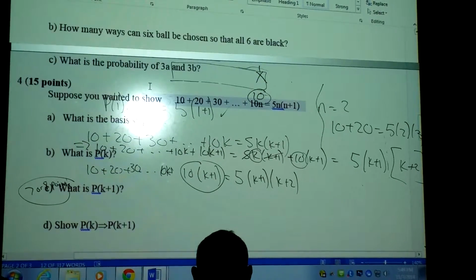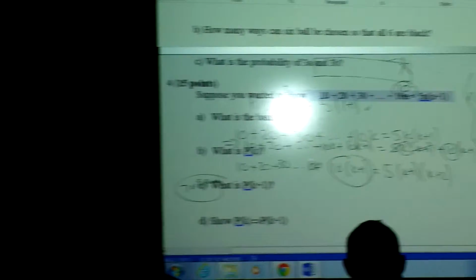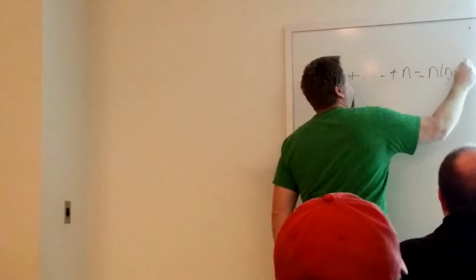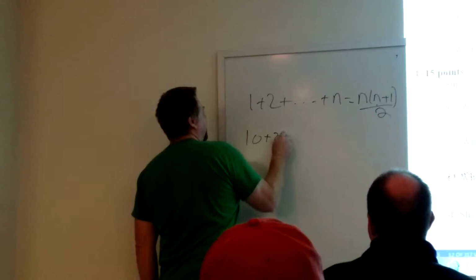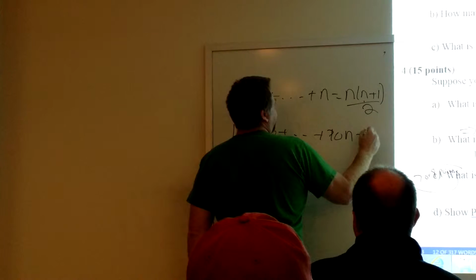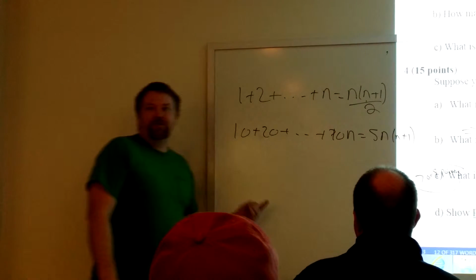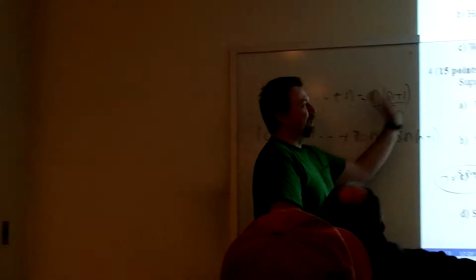It's not going to be that one, but let me show you something that I did. If you take 1 plus 2 plus up to n equals n times n plus 1 over 2, which is the very first one we looked at, and you multiply by 10, you get 10 plus 20 plus up to 10n equals 5 times n times n plus 1. So this is the exact same problem you've done 3 times now. I just multiplied everything by a number.